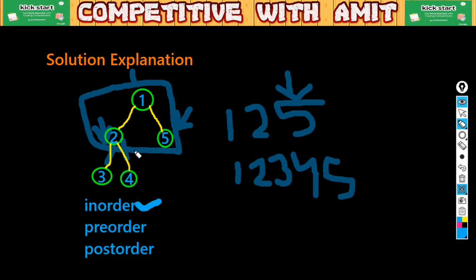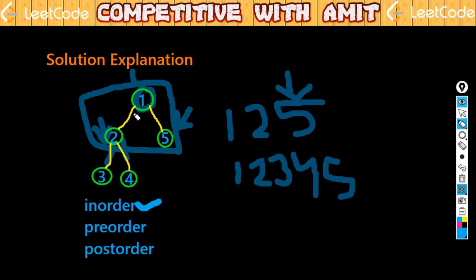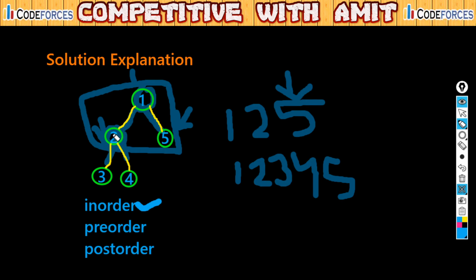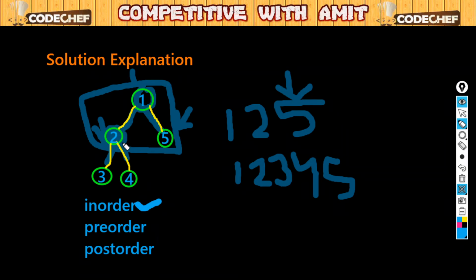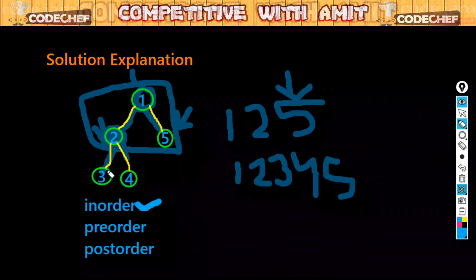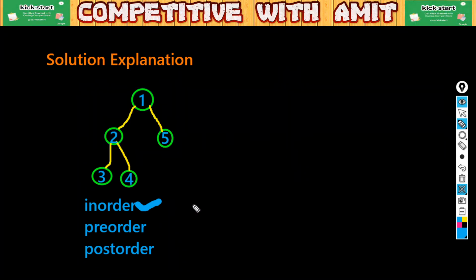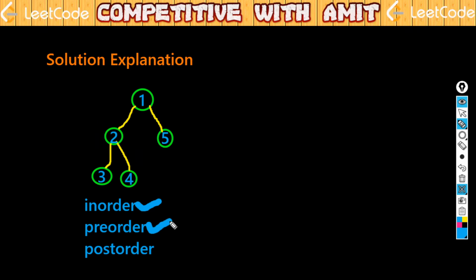So for pre-order traversal, first we have to write the root, then its left child, then its right child. And if at the left any child of the root exists, then first we will write the root and then we will write the children. So now we have understood this pre-order traversal.